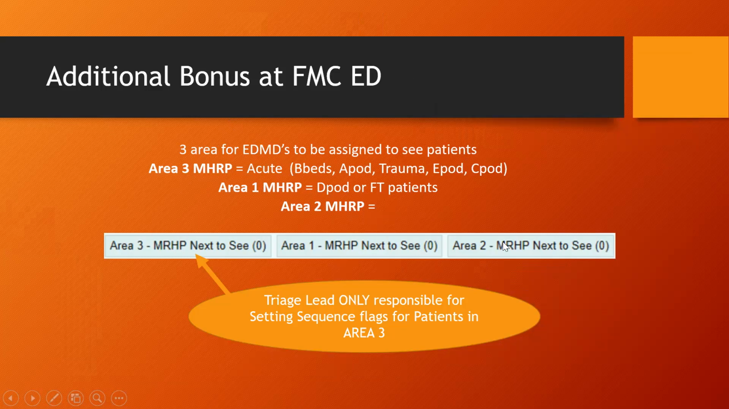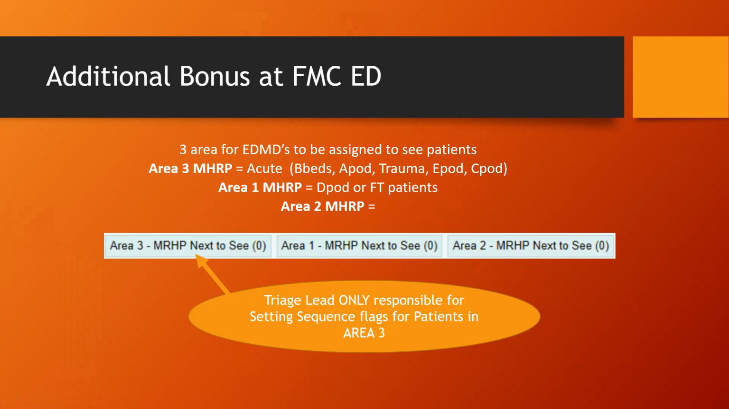So this is how it's going to look in your flow, your computer screen. Sorry, your Connect Care screen. Area 1 is actually covering your D-pod patients or your fast track. So if you have allocated a patient from your waiting room into fast track, those patients are going to show up for physicians under area 1. If you take patients into your intake area and they've gone from the intake main waiting room into intake, those patients are going to show up under the MRHP area 2 screen.